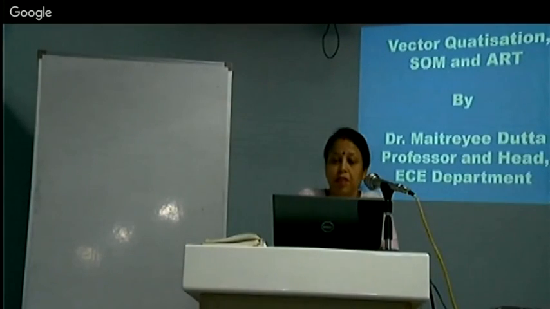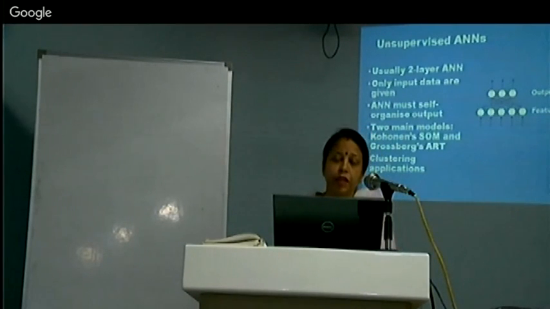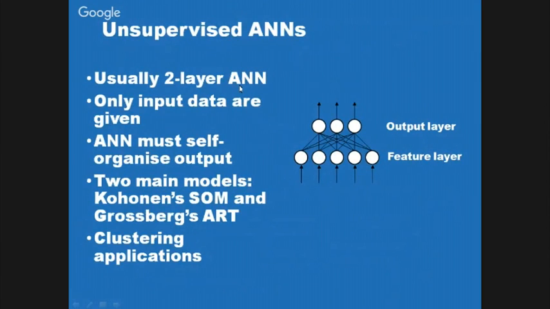Quantization and self-organizing map and adaptive resonance theory, that is VQ, SOM and ART. Now these three methods, that is vector quantization, Kohonen self-organizing map and ART, are basically used for clustering the neurons, for grouping the neurons into a number of clusters. They are usually two-layer artificial neural networks. Only the input data are given, so these are unsupervised learning methods.